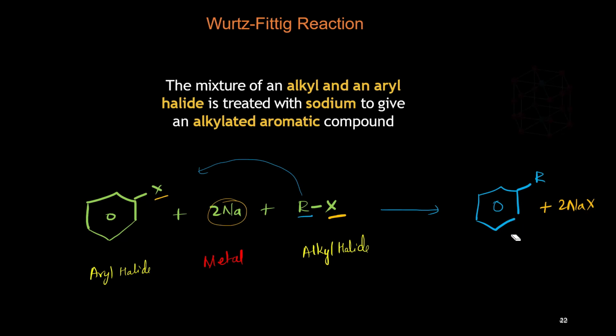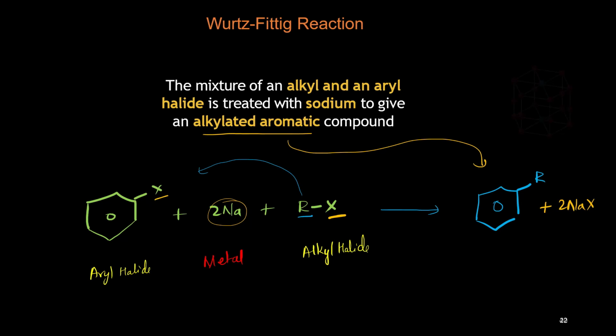So that's what. Whenever there is a mixture of an alkyl halide and aryl halide treated with sodium, it will give an alkylated aromatic compound. You see here, it's an aromatic compound which is attached with an alkyl group. So that's called the alkylated aromatic compound. Understood what is the meaning of Wurtz-Fittig reaction? So it is very simple. Wurtz-Fittig reaction means you take an aryl halide, you take an alkyl halide, you react with the sodium.